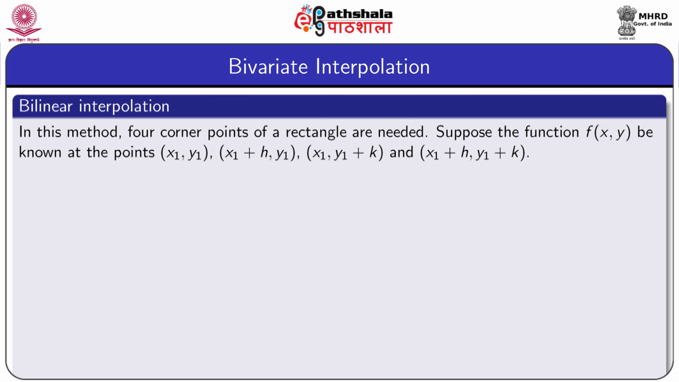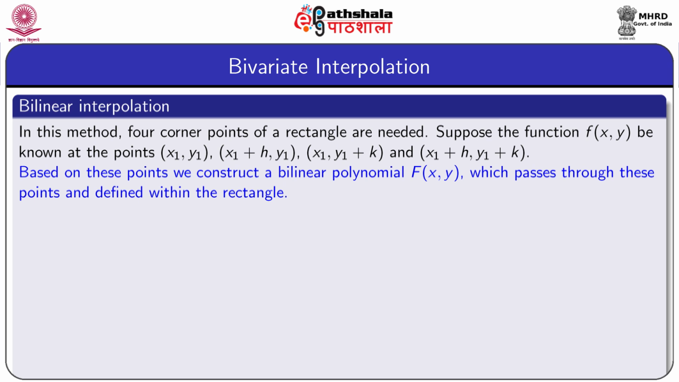Now, we discuss another local matching interpolation method known as the bilinear interpolation formula. In this method, 4 corner points of a rectangle are needed. Suppose the function small f of x, y is known at the points x1, y1; x1 plus h, y1; x1, y1 plus k; and x1 plus h, y1 plus k. These are the 4 corners of a rectangle. Based on these points, we construct a bilinear polynomial capital F of x, y, which passes through these points and is defined within the rectangle.